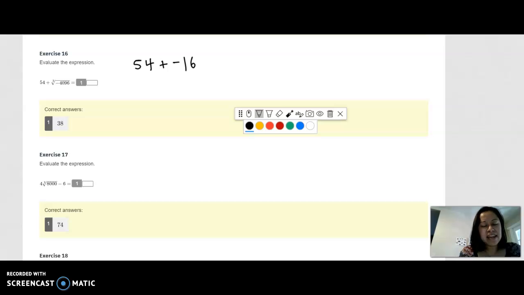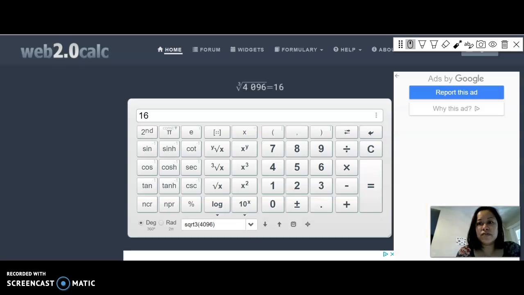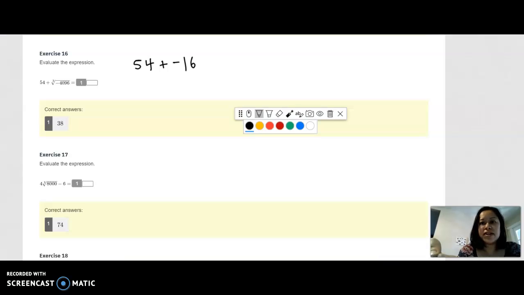We do have that negative number here, right? And now it's just a matter of adding these two numbers together. So again, we have a positive and a negative, so it's really just subtraction. So it's like 54 minus 16. If you were to do that, that's going to give you 38, and we are correct. So that's 38.